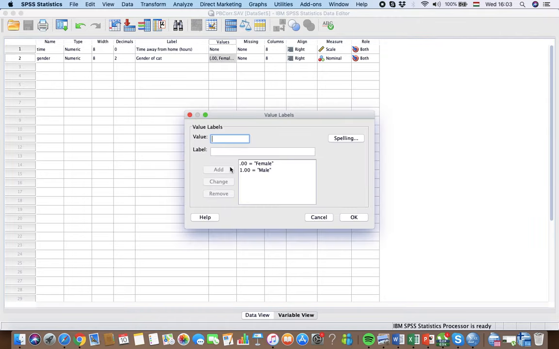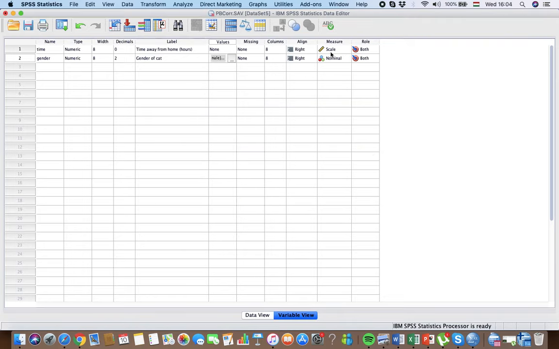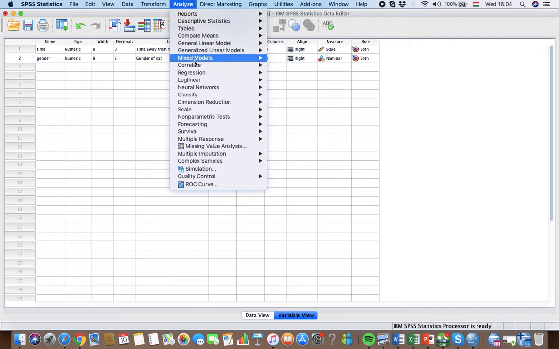So there are always two codes, 0 and 1. These are the two codes you always have to use. And you have a directional hypothesis. So you think that if you are a male, you spend more hours away from the home because you date other cats.